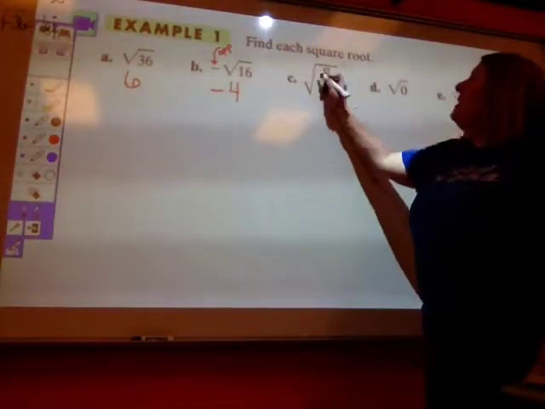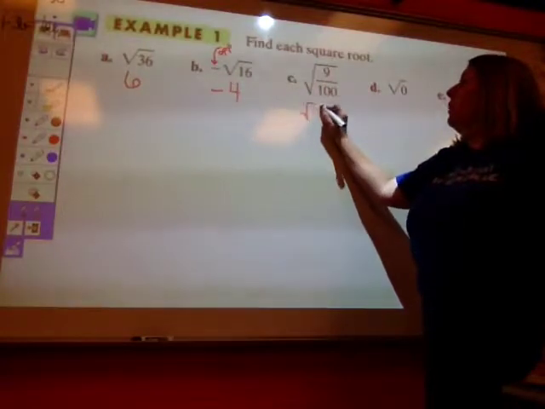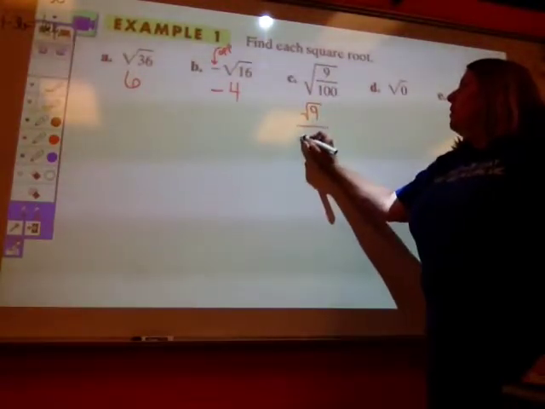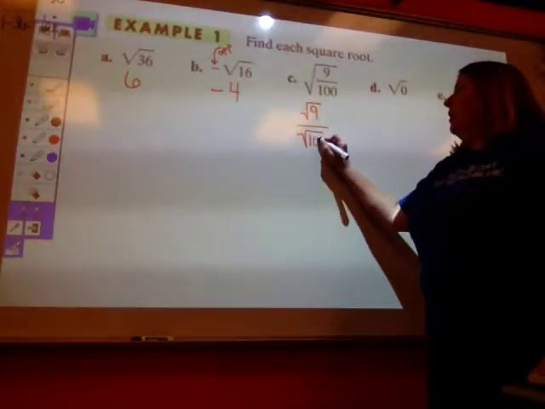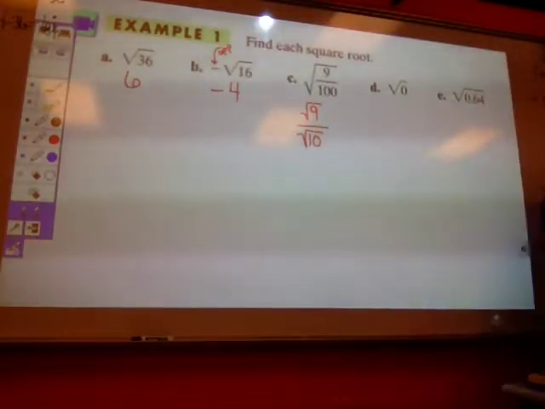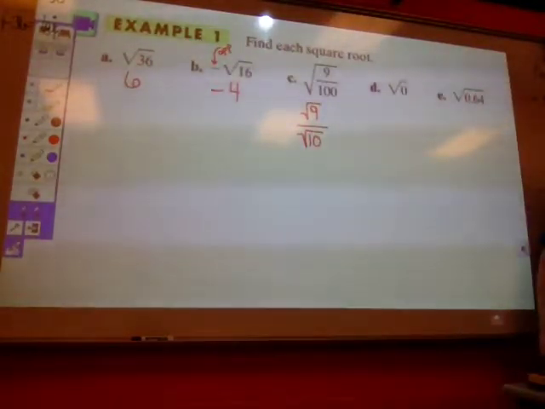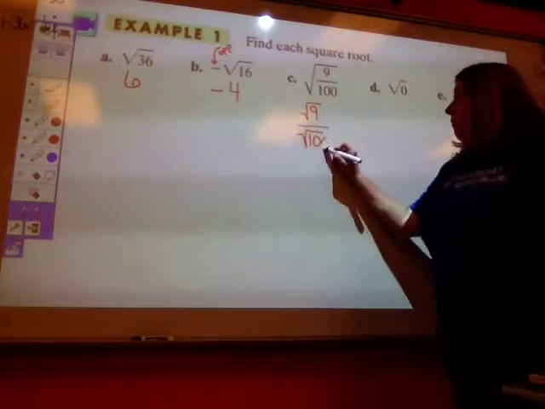I'm going to take that fraction and I'm going to break it up into a numerator, and then I'm going to break it up into a denominator. So the square root of 9 over the square root of 100, thank you.